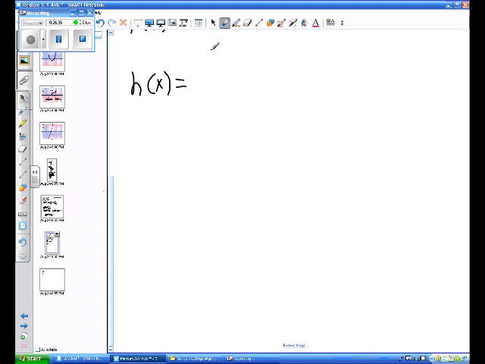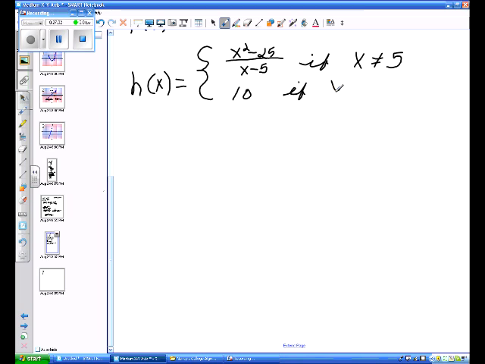h of x is equal to, it's the set, x squared minus 25 over x minus 5, that's if x doesn't equal 5. It is 10 if x equals 5.